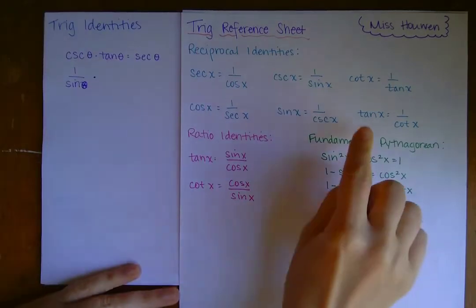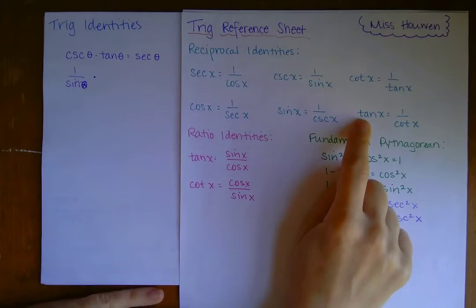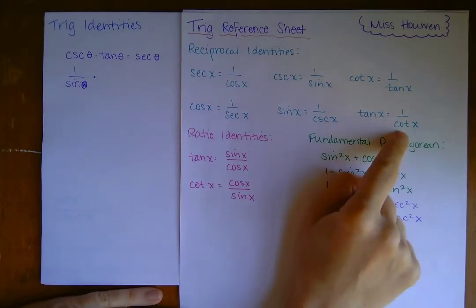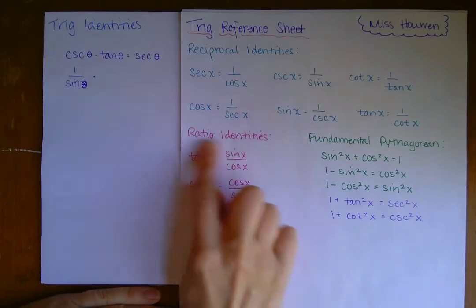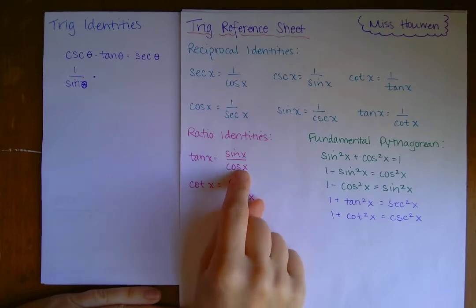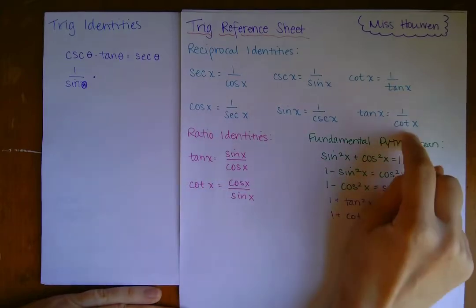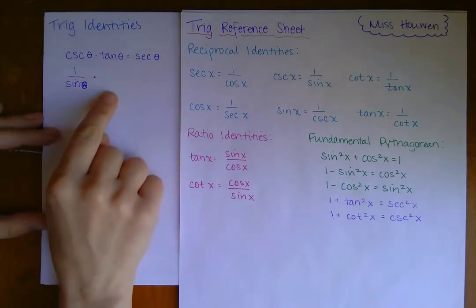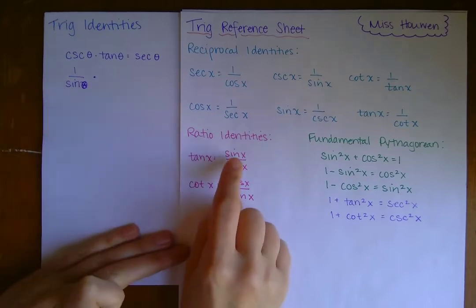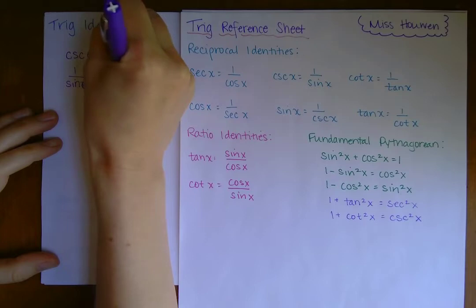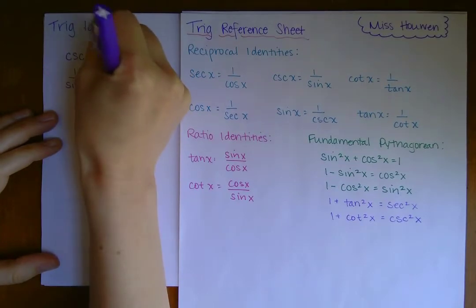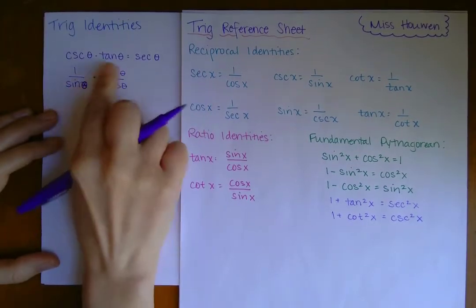Now tangent theta has 2 identities on our sheet. Tangent theta is equal to 1 over cotangent, and it's also equal to sine over cosine. It's most often more useful to use the ratio identity, and that's because we're going with that strategy of changing everything into sine and cosine. So if we change it to 1 over cotangent, we're not really simplifying anything or making anything happen. But if we change it to sine over cosine, you'll see in a moment that now we have this sine over sine here.